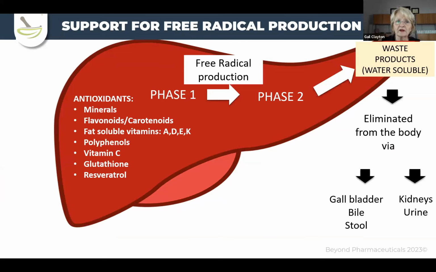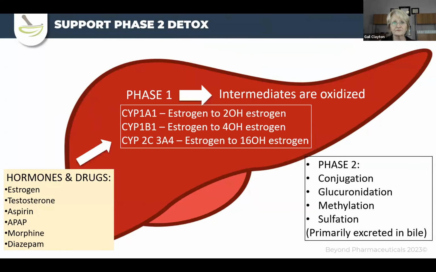So, some of these antioxidants that we need to help protect us from free radicals are minerals. Most people don't realize that minerals also act as an antioxidant, okay? The flavonoids, the carotenoids, the fat-soluble vitamins A, D, E, and K, polyphenols, vitamin C, glutathione, resveratrol. All of those are needed to help contain those free radical productions between phase 1 and phase 2.